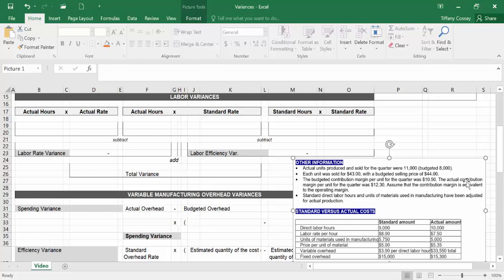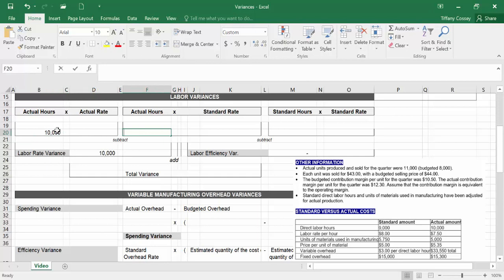And here, for the labor variances, we're going to need actual hours, actual rate, standard hours. We can pick up a lot of this information down here in the chart. We have direct labor hours, and it gives us the standard and the actual. So the actual hours, it says, were 10,000. And those go in 2 different places in our upside down pyramid here. And then the standard hours were 9,000. And you can see I've got my calculation automatically set up, so I'm going to take that out there.